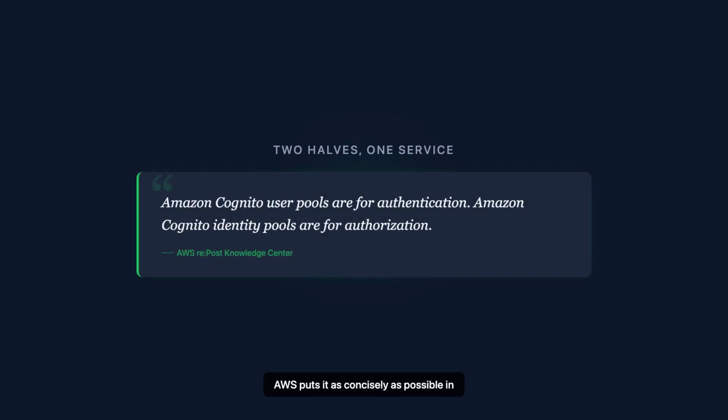Amazon Web Services puts it as concisely as possible in their own knowledge center. Amazon Cognito user pools are for authentication. Amazon Cognito identity pools are for authorization. Two sentences, two pools, two jobs. If you remember nothing else about Cognito internals, remember this split.